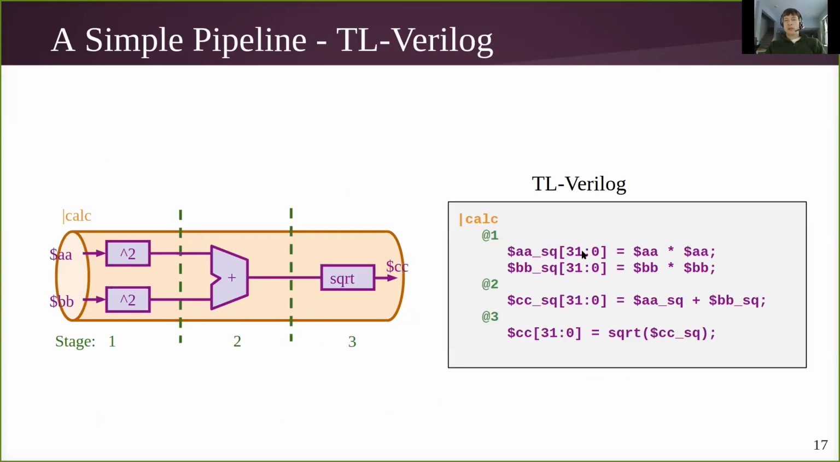The transaction level Verilog representation of this pipeline is a very direct map between what you see in the picture and what you see in the code. We have a calc pipeline. It's got stages 1, 2, 3, and logic within those stages.